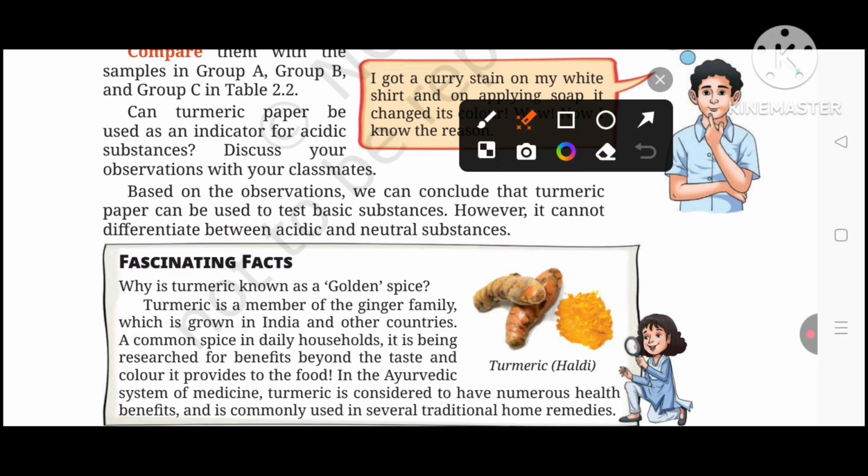The fascinating fact: why is turmeric known as the golden spice? Turmeric is a member of the ginger family. I already told you that fresh turmeric is very similar to ginger. It is grown in India and other countries, and is a common spice in daily households. It is being researched for benefits beyond the taste and color it provides to food. In the Ayurvedic system of medicine, turmeric is considered to have numerous health benefits, and it is commonly used in several traditional home remedies. It is applied on a wound.